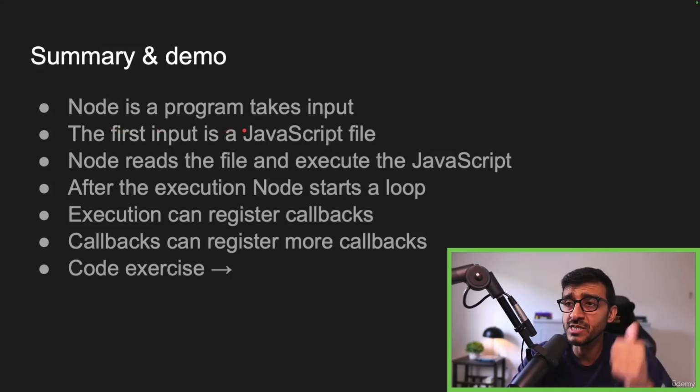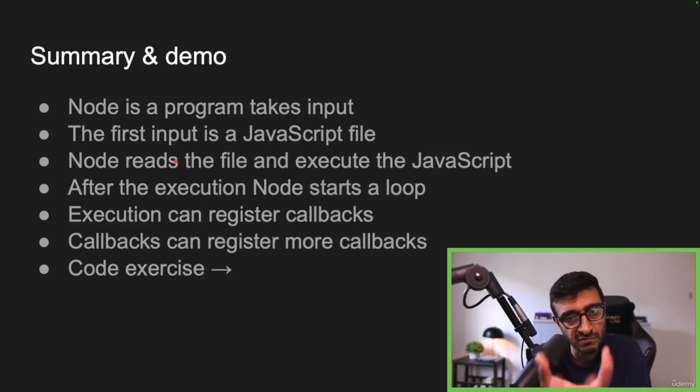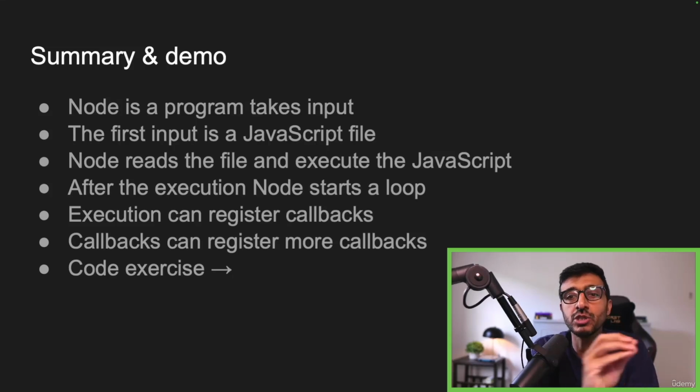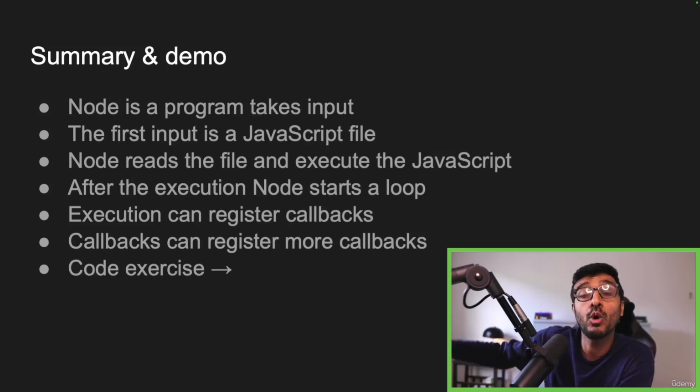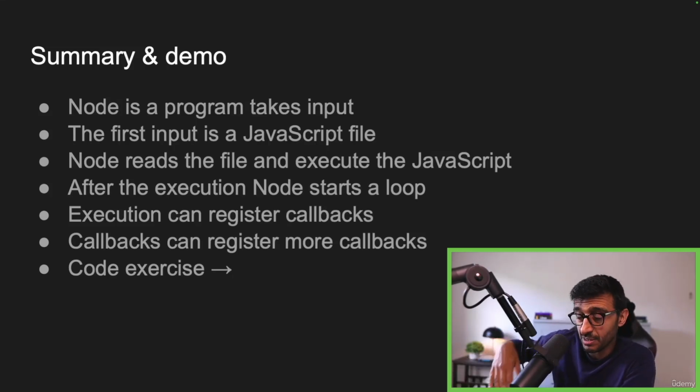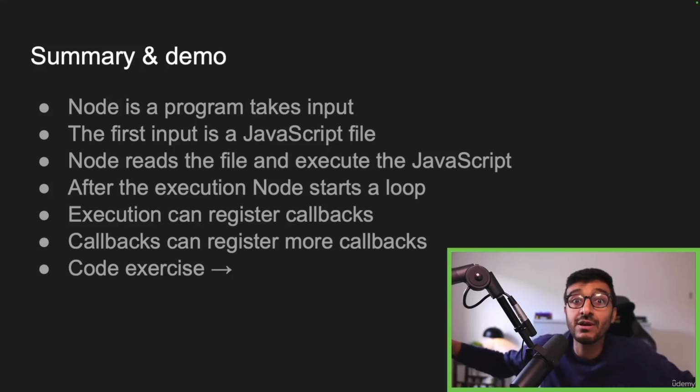So Node is a program that takes an input. The input happens to be a JavaScript file. We just execute it linearly. But then Node comes with this thing called the event loop. We keep looping, and we register callbacks, which have the ability to register more callbacks, and those callbacks register more callbacks until we basically run out of callbacks. And then we exit the program.